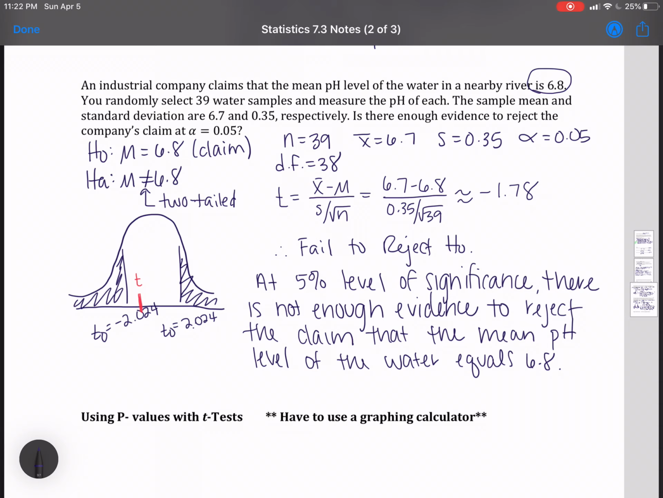Okay, so again, it's the same process as 7.2 with rejection regions. In 7.2, we also looked at using p-values for the t-test. For this, you have to use a graphing calculator, so we are only going to look at rejection regions. You do not have to worry about using the p-values.